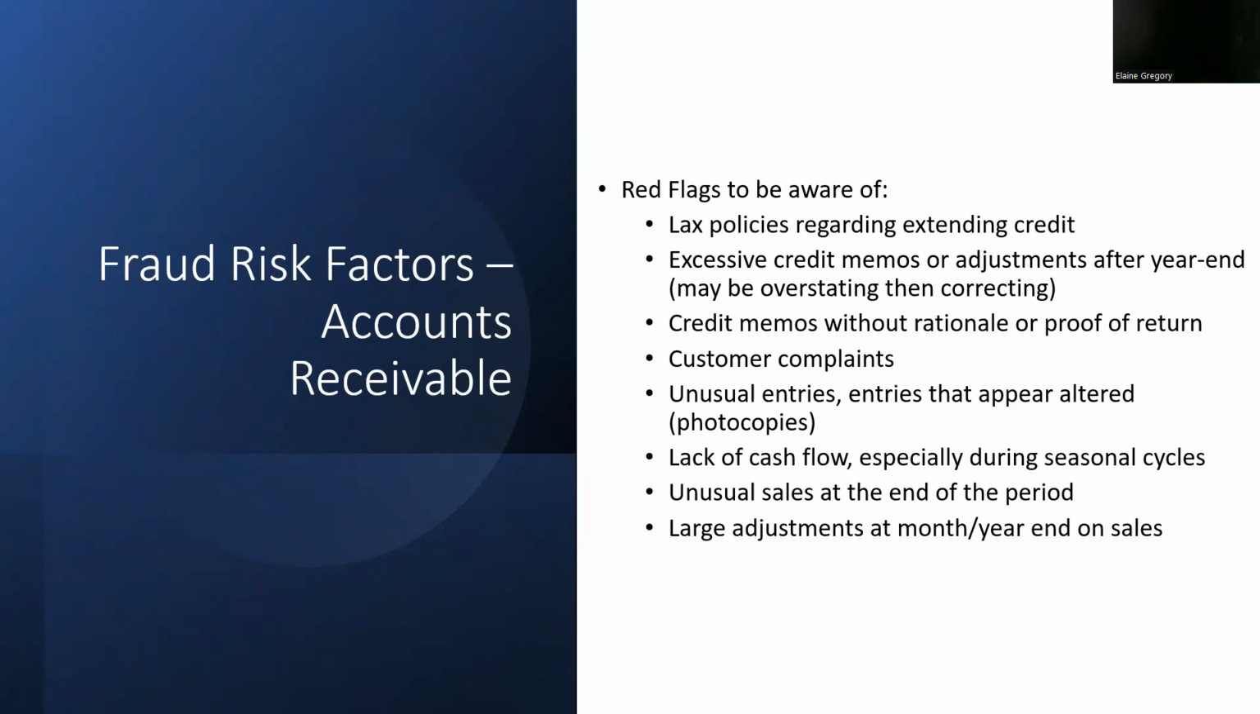Do we have a lot of credit memos going on and adjustments after year end? It could be that at year end, they are overstating accounts receivable with fraudulent sales, and then going in and adjusting them after the period of time. Do we have credit memos that have no rationale or supporting evidence behind them, or proof that the item was returned? You want to check with the billing department. If the billing department receives shipments back, there should be a credit memo that goes up to the accounting department and is matched.